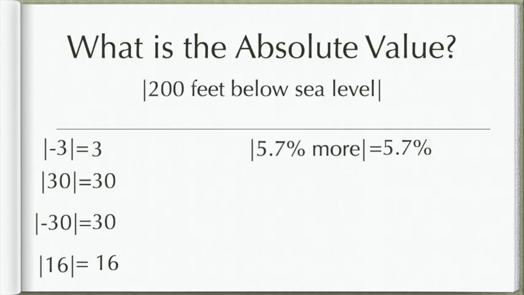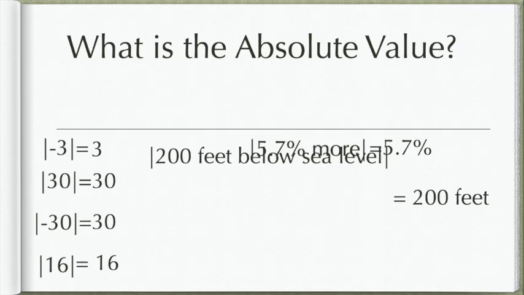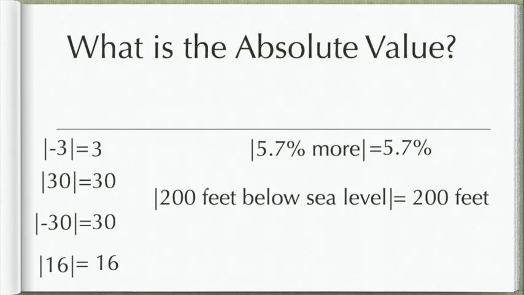What's the absolute value of 200 feet below sea level? Well, you're just talking about how many feet. So it's just 200 feet. So if you were in a boat and someone was 200 feet below sea level, they are 200 feet from you. If someone was parasailing above you 200 feet, they are still 200 feet from the boat.